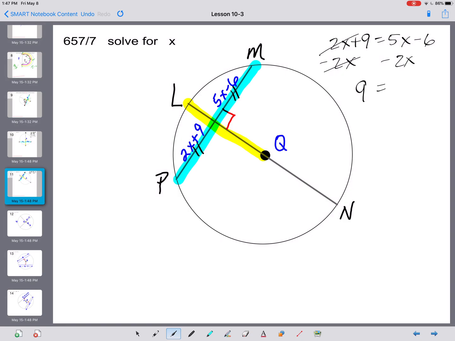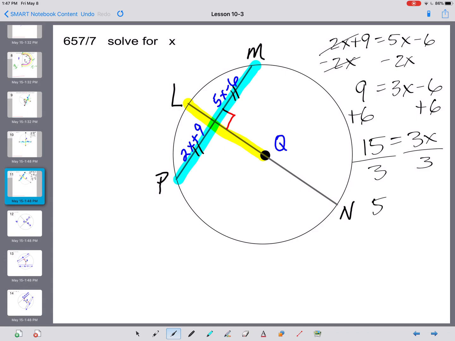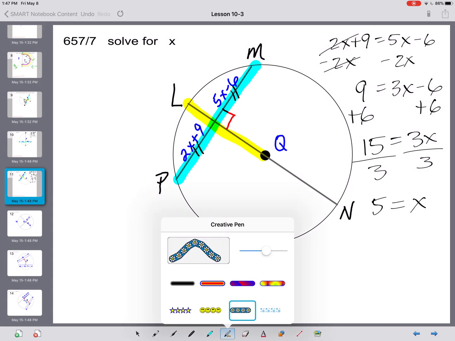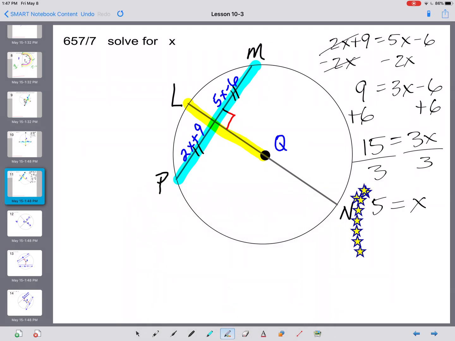Okay, 9 equals 3x minus 6. Let's move the 6. Add 6 here. Add 6. What do we got? 15? 15 is 3x. Divide by a 3. 3 goes in there. 5. 5 equals x. What are we going to pick? Boom, stars. There we go.